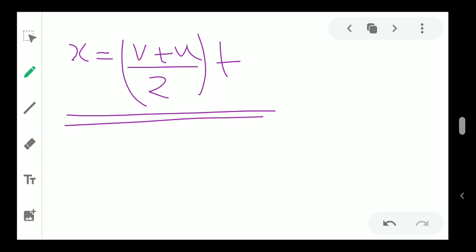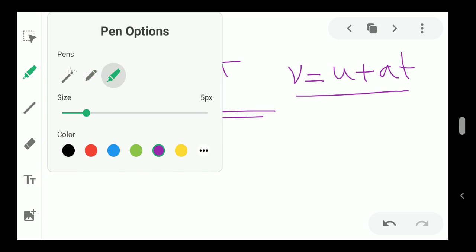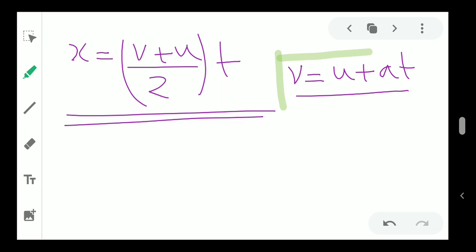Now we already know that v equal to u plus at. That was my first equation of motion, and this time I am going to use it here.